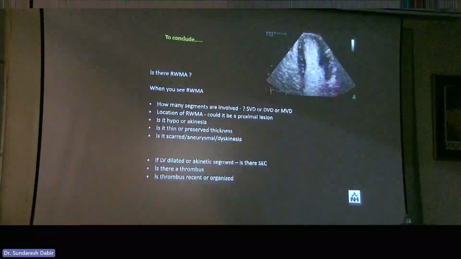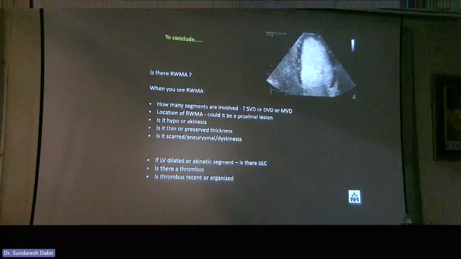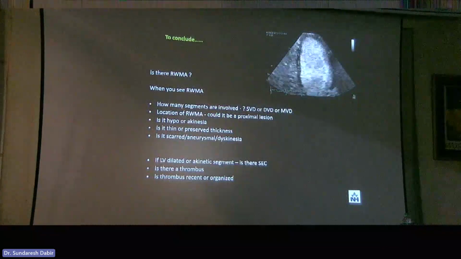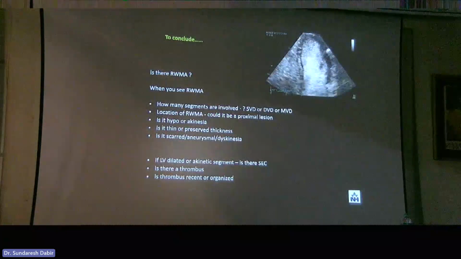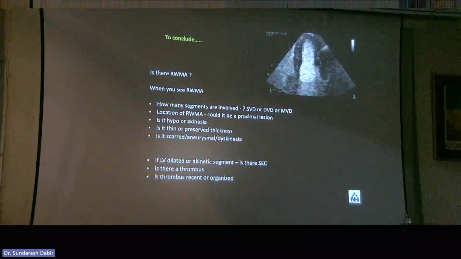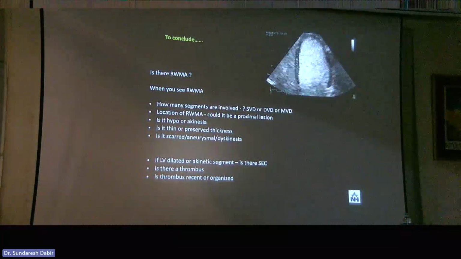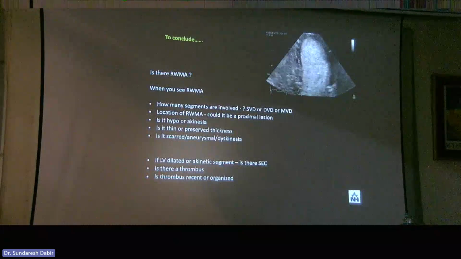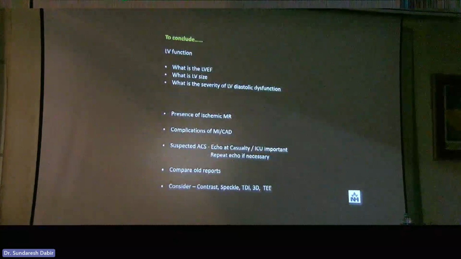And to conclude, just to summarize what I've told: when you do the imaging, is there a wall motion abnormality? And if you do see it, how many segments? Based on that, you decide it is single vessel, double vessel, or multi-vessel. Where exactly is it? Is it distal or proximal? Is it hypokinetic, akinetic or dyskinetic? Is it thin, preserved thickness, hard, or is there dyskinesia? And looking at the LV, especially the akinetic segments, look for thrombus, look for SEC, and whether it is organized or a recent one. LV function, again, EF, try to be as objective as possible.